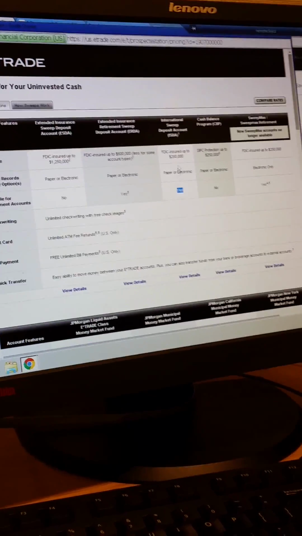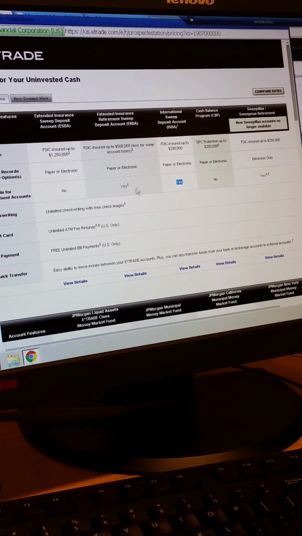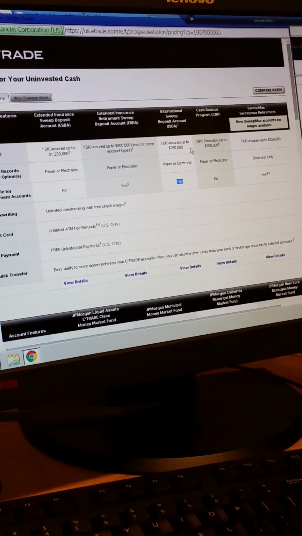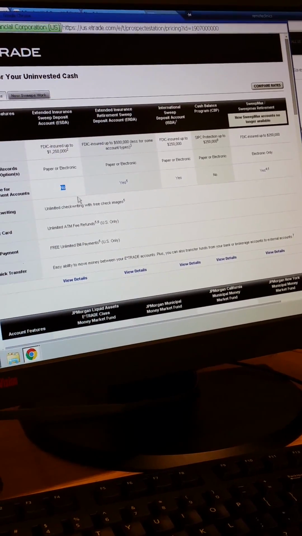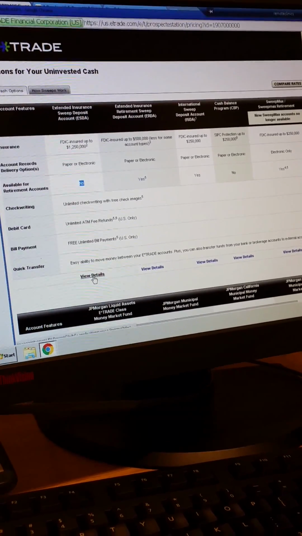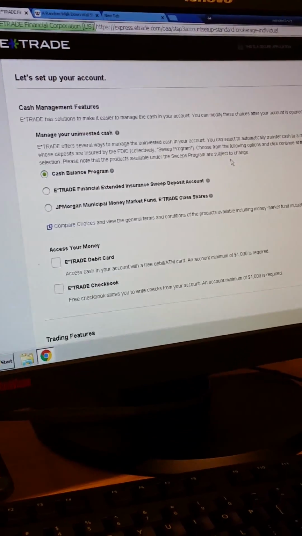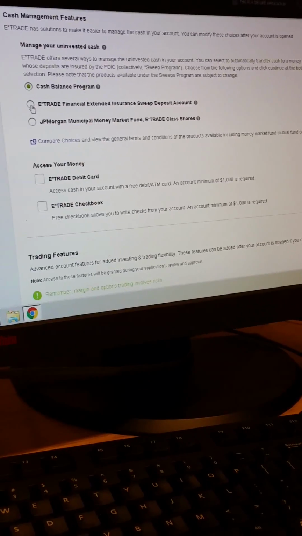I mean, this one looks good. International sweep deposit looks good. Well, this is not a retirement account, so. Yeah, this is the part where I get confused, but hopefully he knows what's going on because I don't. I've never encountered this specific choice.